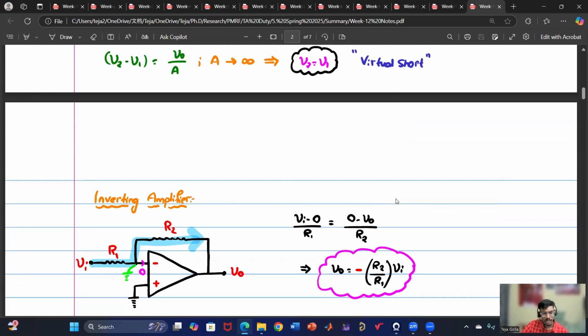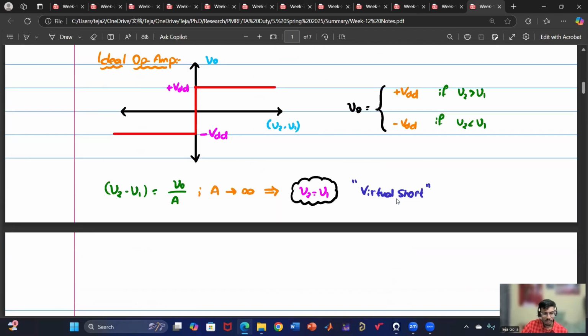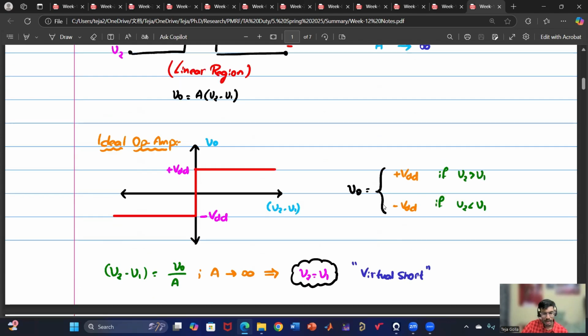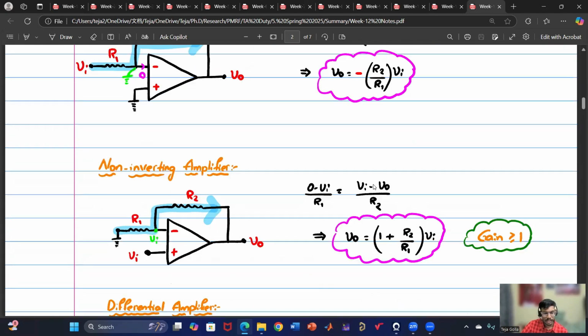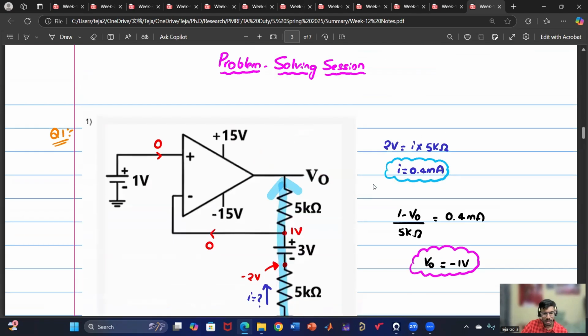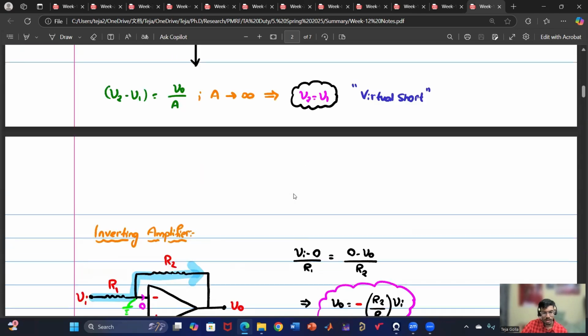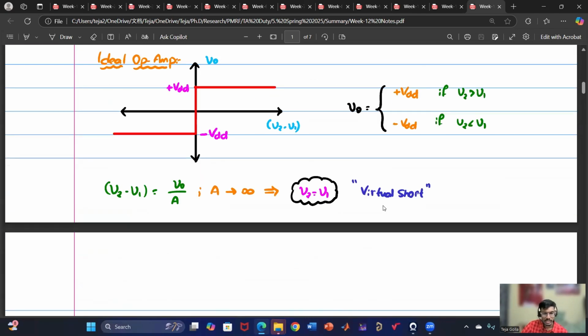So all the problems we have solved are based on three things. One is virtual short. Another thing is the input current is 0. And then what is the third thing? The third thing is KCL or KVL. So three things we have used. One is the virtual short. Second thing is the input current is 0. Third thing is KCL or KVL.